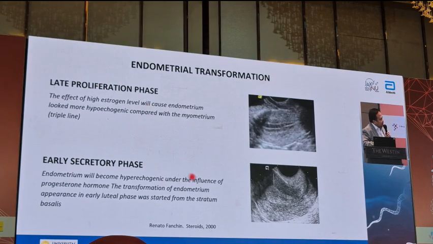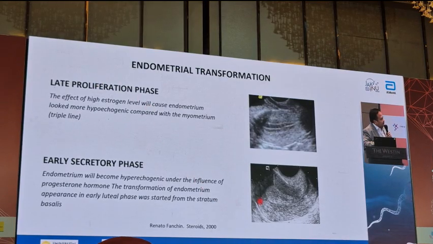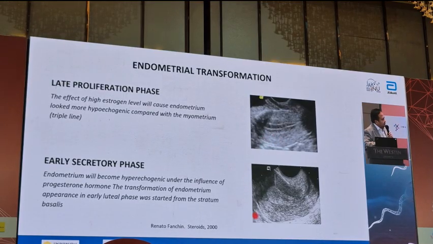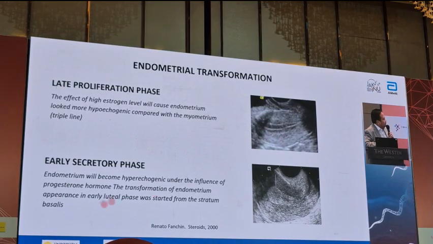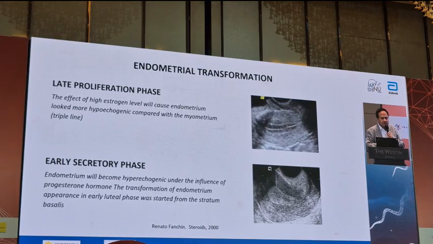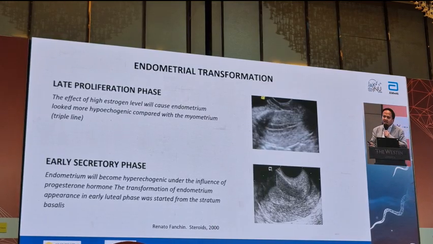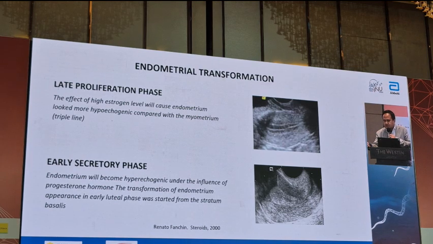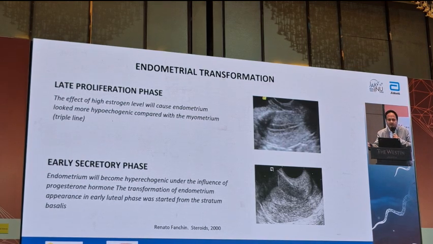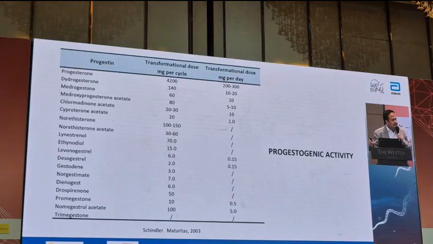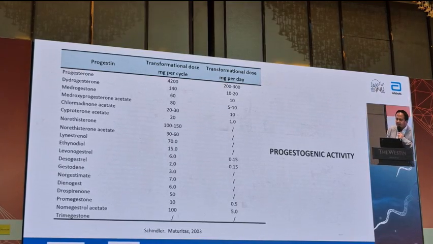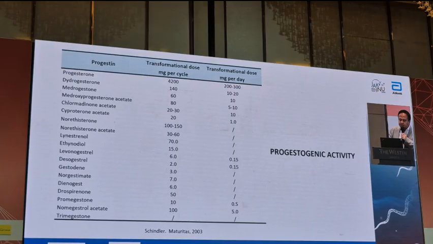And if ovulation happens, the triple line or trilaminar pattern disappears, starting from the basal endometrium, because of the rising progesterone. So if we see this disappearance of the trilaminar pattern, it means the transformation has happened. So we can see in this table the transformational dose.